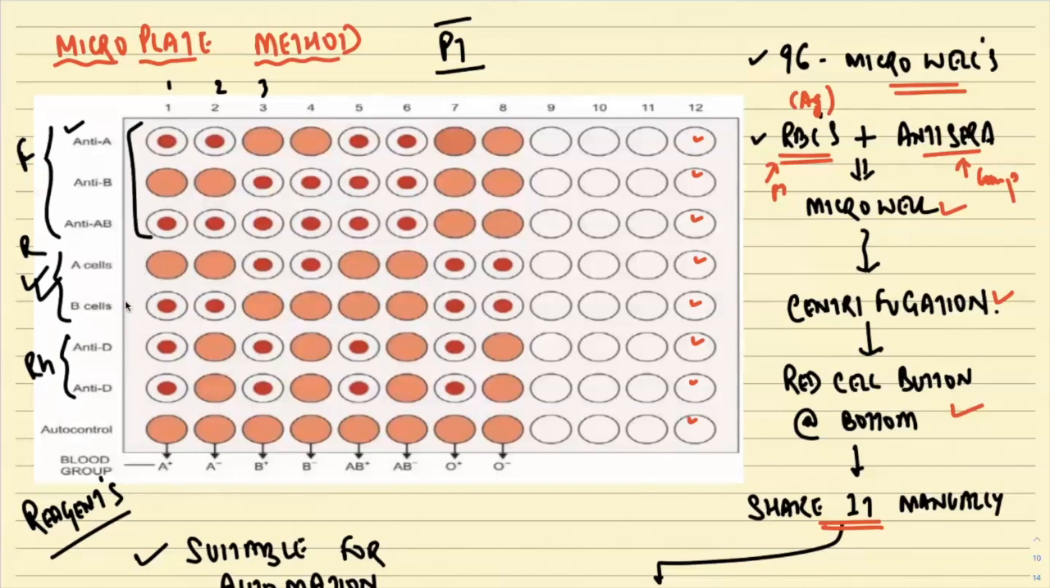Over here, they show agglutination with the B cells, because A blood group individuals contain anti-B. So in the reverse grouping, we are checking for the antibodies of the patient, which react with the B cells. So this comes out to be A positive. Similarly, over here everything is the same, but RH is not there, so it is A negative. Now you understand how this microplate technology works.